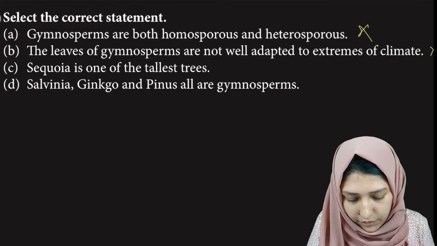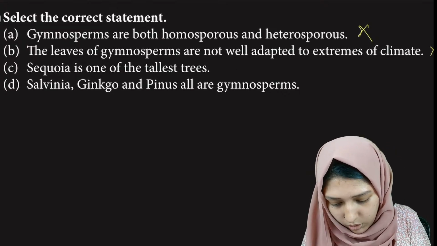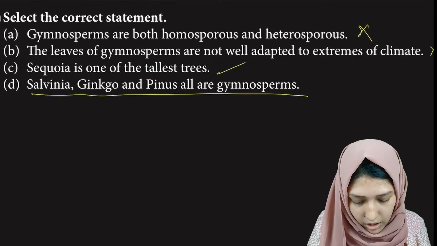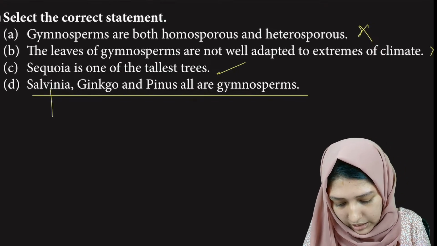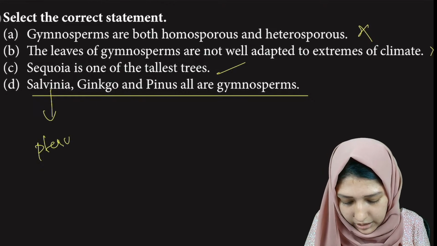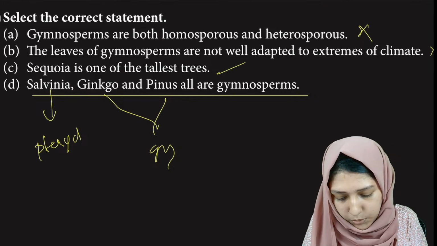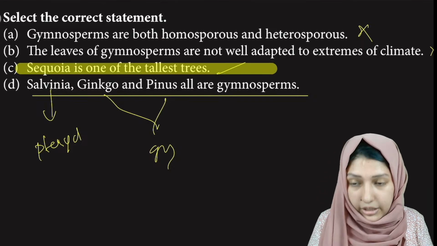Then, Sequoia is one of the tallest trees. It is right. Salvinia, Ginkgo and Pinus are all gymnosperms. Salvinia is a pteridophyte. Ginkgo and Pinus are gymnosperms. So option C is the right answer.